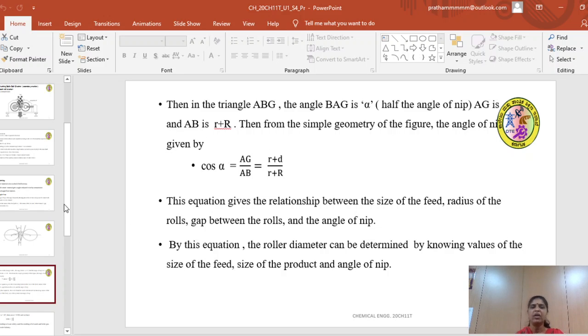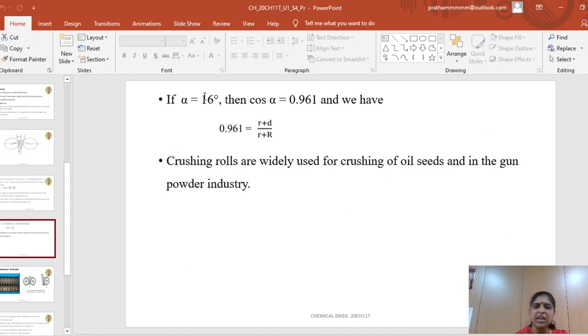ದಿಸ್ ಈಸ್ ದ ಆಂಗಲ್ ಆಫ್ ನಿಪ್ ವಿಚ್ ಈಸ್ ಬೀನ್ ಯೂಸ್ಡ್ ಇನ್ ಅ ಸ್ಮೂತ್ ರೋಲ್ ಕ್ರಷರ್. So 16 degree, angle of nip 16 degree ಅಂತಿದ್ರೆ, the alpha cos 16 is equal to 0.96, and we have this equation. So these crushing rolls, as the feed is admitted between the rolls, have been widely used for crushing oil seeds and in the gunpowder industry. Oil seeds ನ crush ಮಾಡಕ್ಕೆ ಮತ್ತೆ gunpowder industries ಅಲ್ಲಿ especially these crushing rolls are being used.